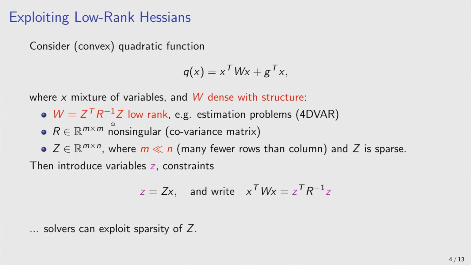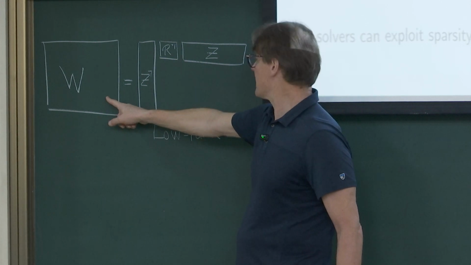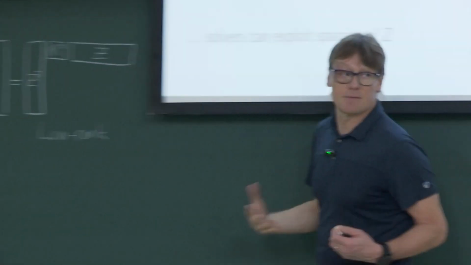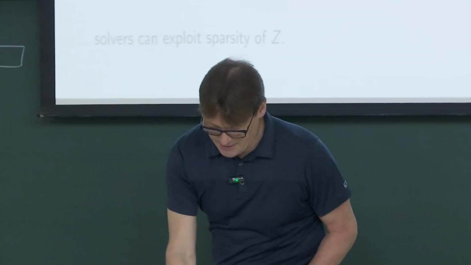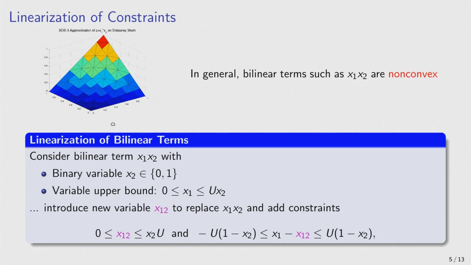Also because W can often be a dense matrix, whereas this product is much more efficient, and you can store it much more efficiently as well.